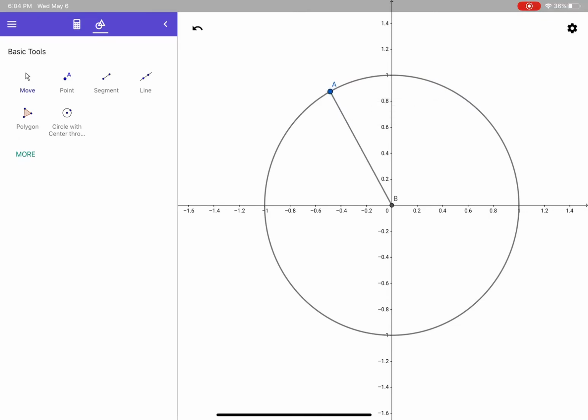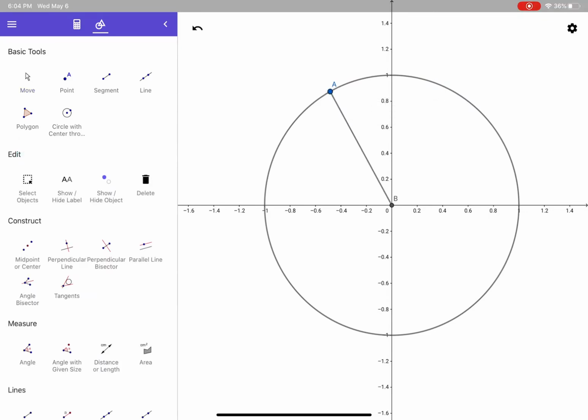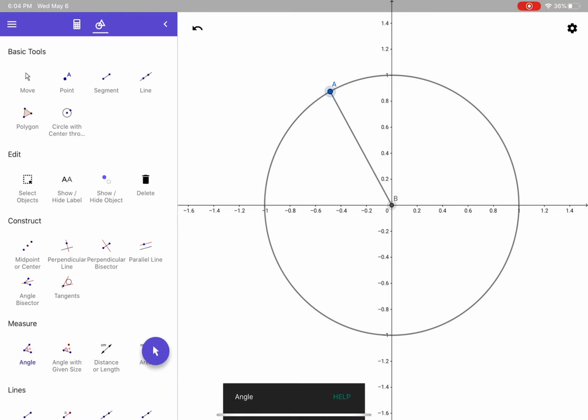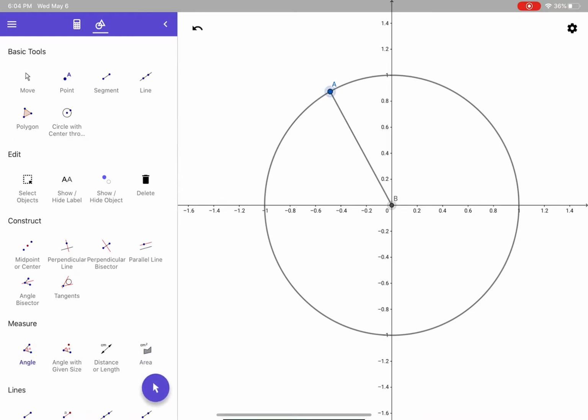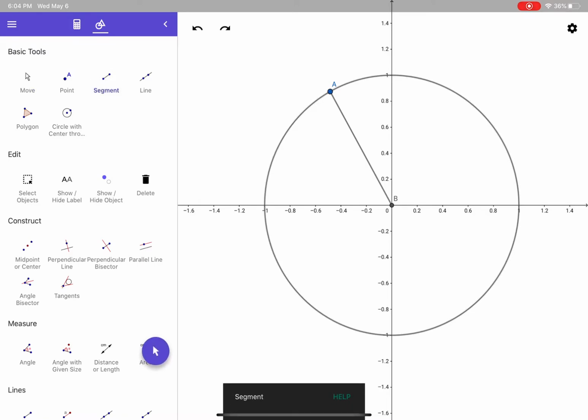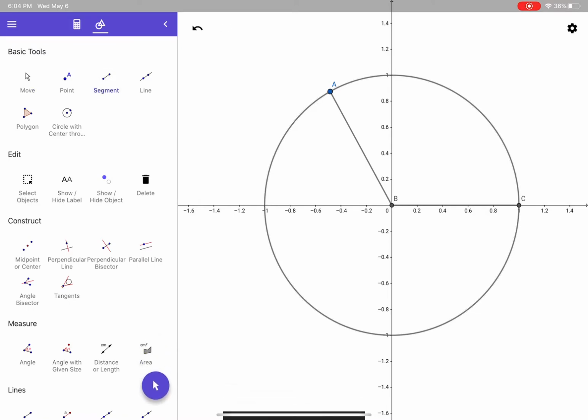Okay, so to measure that angle, got to go to More, Angle measurement. I select 3 points, A, B, and dang it, it did not preserve my point C that was right there. Okay, so let me back this thing up. I didn't have my extra segment on there. Okay, there we go. Now it's on there. And now I'll measure that angle, A, B, C. Bam.